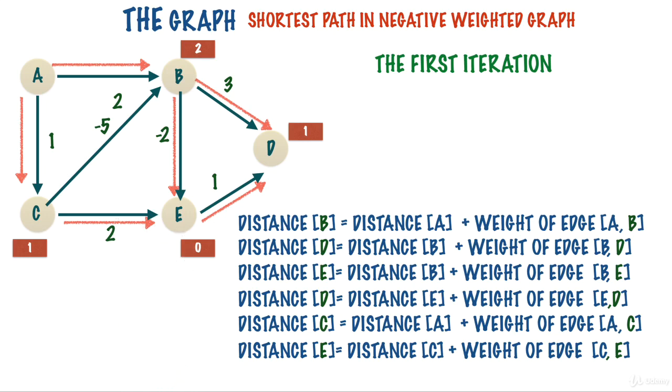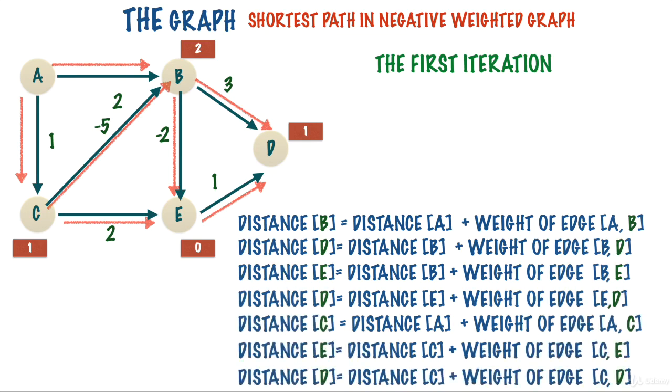And finally, we explore the last edge in the first iteration, that from C to B. The distance of B, if you sum it up through C, is 1 minus 5, which is equal to minus 4. Minus 4 is smaller than the distance that existed at B, equal to 2 earlier. So we replace 2 with minus 4.